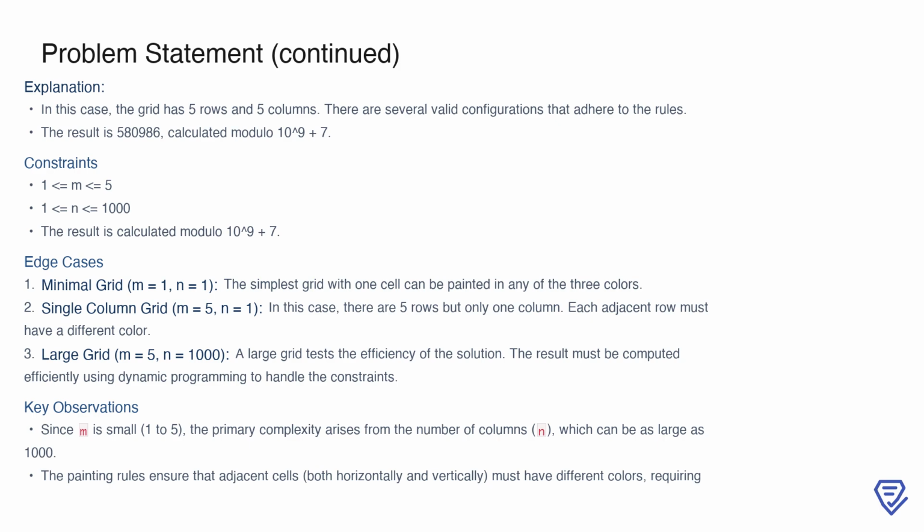When we scale up the grid to include multiple rows and columns, the number of valid configurations grows significantly. For example, in the case of a 5x5 grid where m equals 5 and n equals 5, there are numerous valid ways to paint the grid that satisfy the adjacency constraints. Here, the problem requires efficient computation, as directly enumerating all possibilities would be infeasible. After applying the necessary calculations, the total number of valid ways to paint this grid turns out to be 580,986. This result is provided modulo 10 to the power of 9 plus 7, as specified in the problem statement.